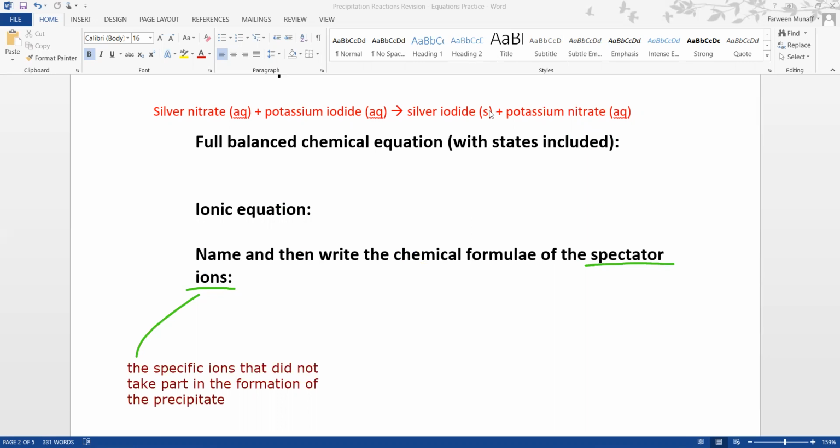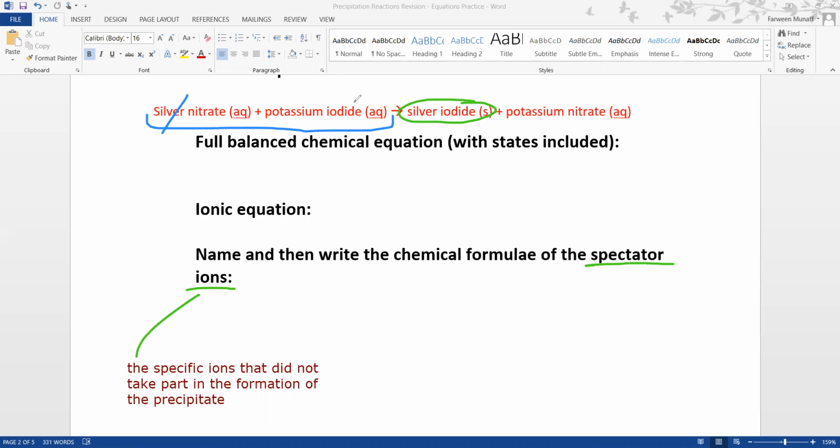Look into my formula. Where is it? It's here. This is the only solid substance, okay? Whatever was not involved in the formation of this substance or this precipitate is a spectator ion. So I go back to my reactants. These are what I had in the beginning of the experiment that led to the products. Silver iodide is my precipitate.